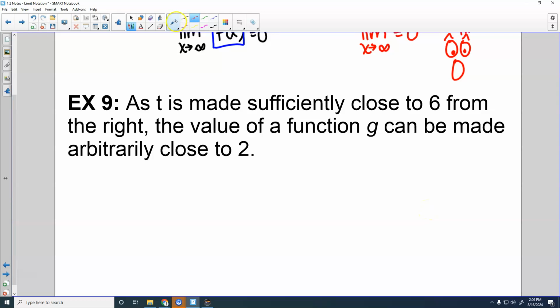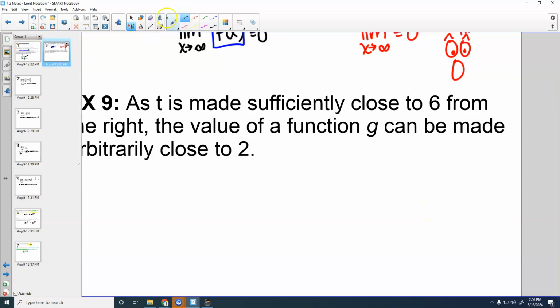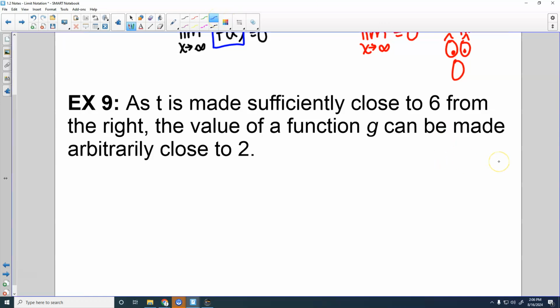All right, let's look at this. This is our last one. As t is made sufficiently close to 6 from the right, the value of a function g can be made arbitrarily close to 2. All right, so in this case, first of all, is there even an x? There is not. What is our independent variable in this case? It's t. Not g, because what does it tell us g is? g is a function.